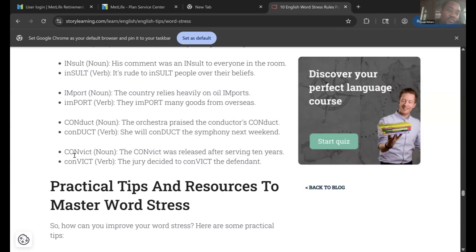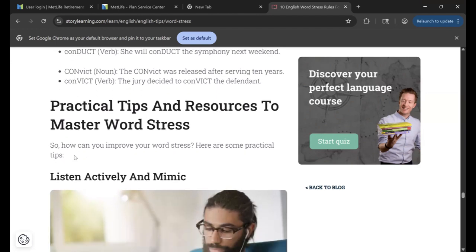I want to see the difference between the two words. Convict. Okay. The convict was released after serving 10 years. After serving 10 years. Okay, the next one. Convict. The jury decided to convict the defendant. Decided to convict the defendant.